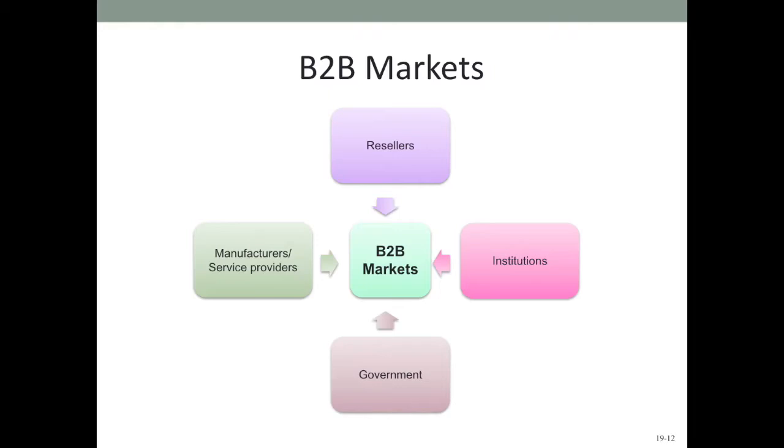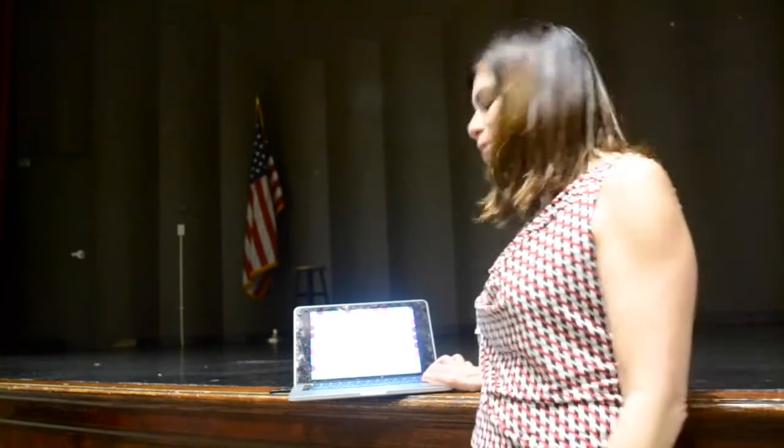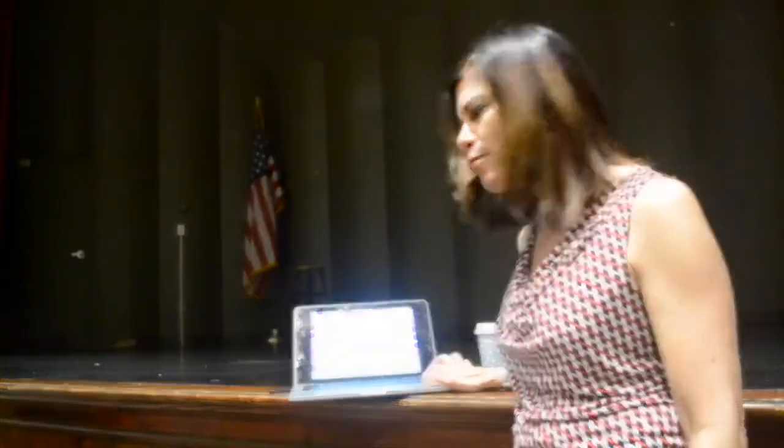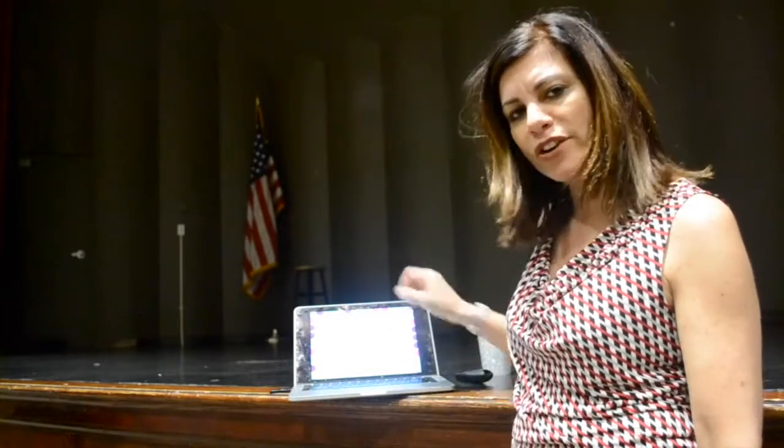So looking at B2B markets, you've got resellers, institutions such as Virginia Tech. Resellers could be something along the lines of Etsy, aspects such as that. You purchase things, you may sell them online. Institutions, Virginia Tech, government, state officials, of course, and of course manufacturers and service providers. All of these can be potential B2B markets. Looking at it a little bit deeper, where academia is, where government is, where industry is, and how they all make up the B2B markets and some of the products that they purchase on a daily basis.